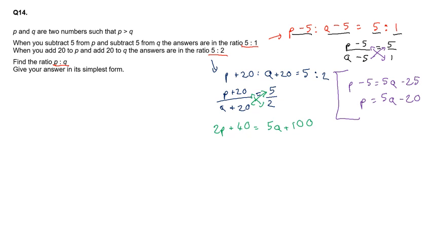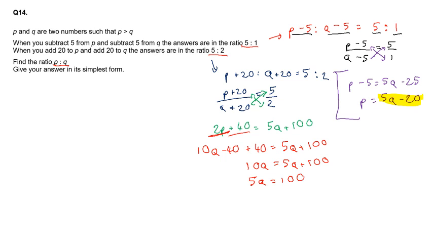So what I'm just going to do is I'm going to think about this. 1P is 5Q minus 20. So if 1P is 5Q minus 20, then 2 lots of P is going to be double that. So double that is 10Q minus 40. Then we've still got plus 40 equals 5Q plus 100. So therefore I get 10Q equals 5Q plus 100. We take away 5Q from both sides, so 5Q equals 100. And therefore Q equals 20. So now we know that Q equals 20.